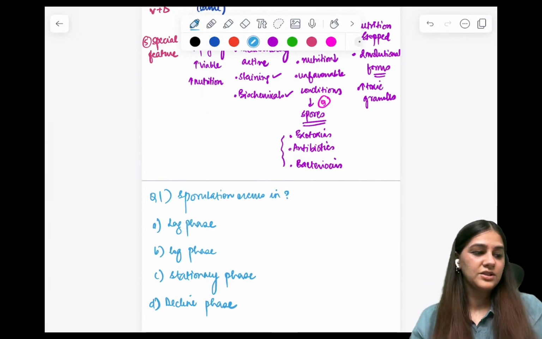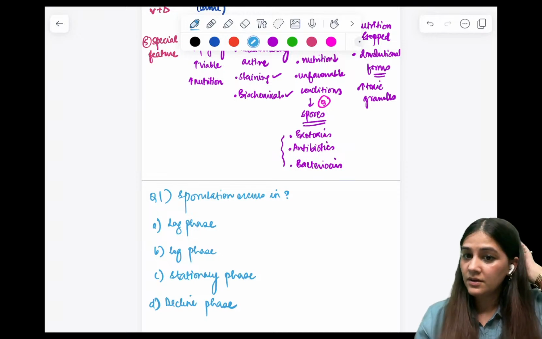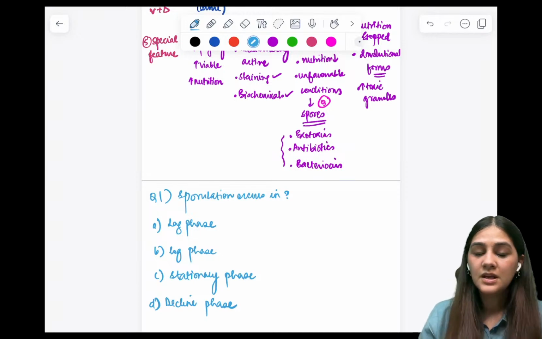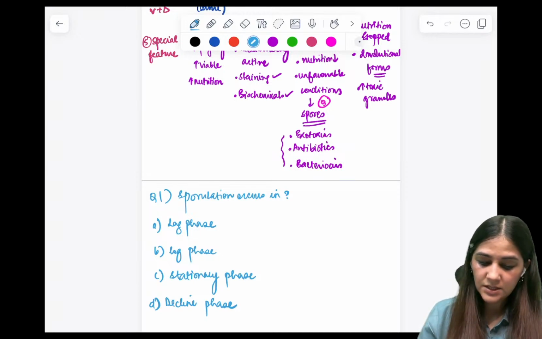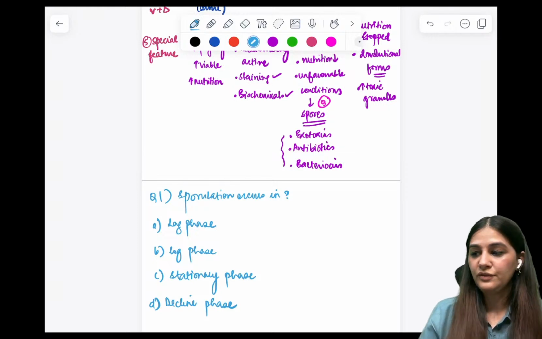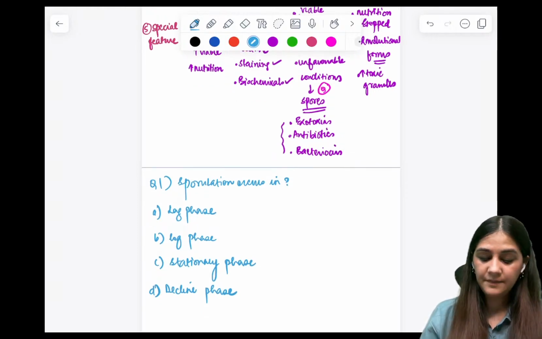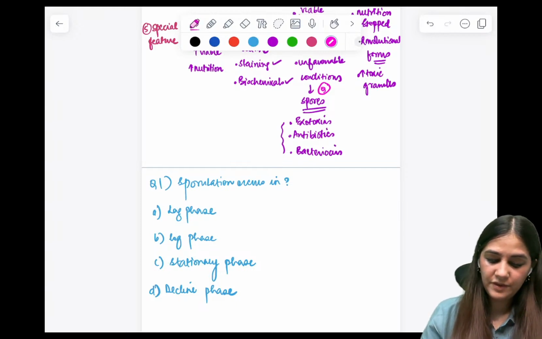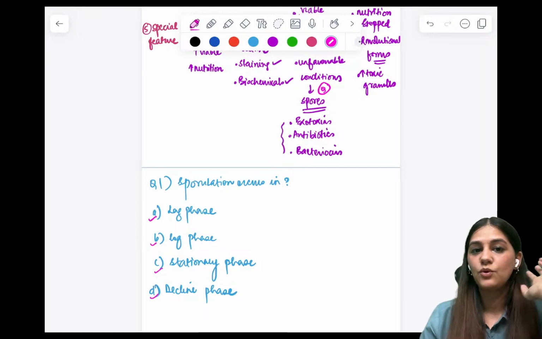These are certain questions that were there in your examination of the previous years. So sporulation occurs in which phase? In what phase is sporulation occurring? Is it happening in the lag phase? Is it happening in the log phase? Is it happening in the stationary or is it happening in the decline phase? What did we talk about?